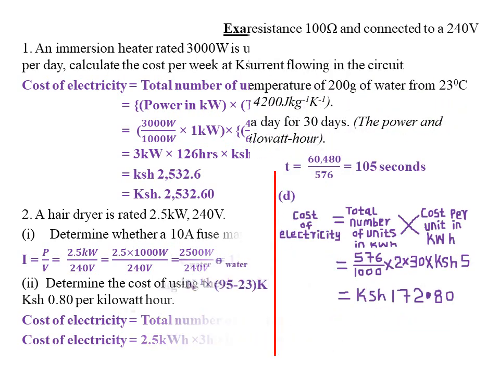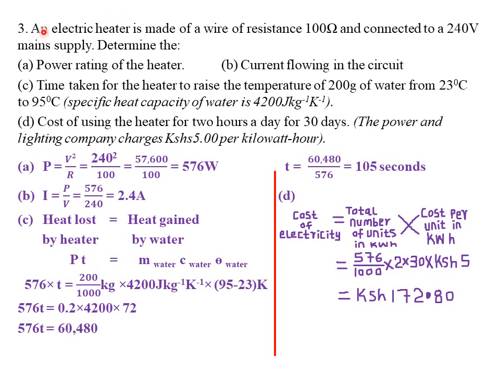Next, we look at our third example, which reads that an electric heater is made of a wire of resistance 100 ohm and connected to a 240 volts main supply. Determine part A, the power rating of that particular heater. So remember, power is equal to V squared over R, because for this case, we are given the resistance, which is 100 ohm. Then we are also given the voltage, which is 240 volts. Again, we derived this formula in a chapter in Form 3, called heating effect of an electric current. You can just review it.